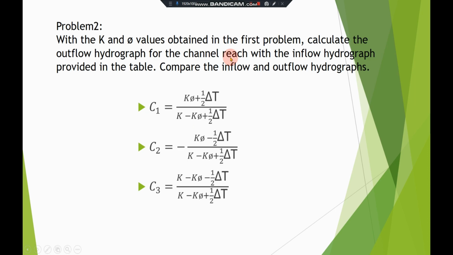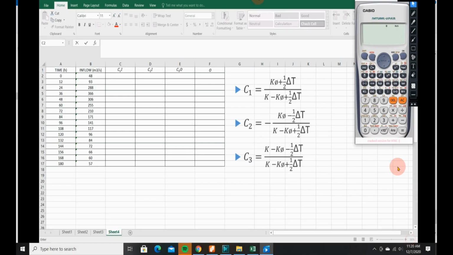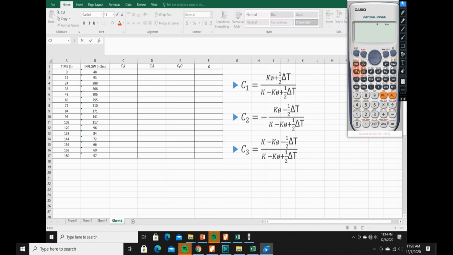And for the next problem, with the K and phi values obtained in the first problem, calculate the outflow hydrograph for the channel reach with the inflow hydrograph provided in the table. Compare the inflow and outflow hydrographs. So we will be using this formula in determining the channel reach, and here is the data provided. And we now have here the 3 formulas in obtaining the channel reach, in which our K is equal to 1.06 and phi is 0.3 plus 1/2. Since our basis is per day, we will convert our 12-hour period into a day, so it's 0.5.